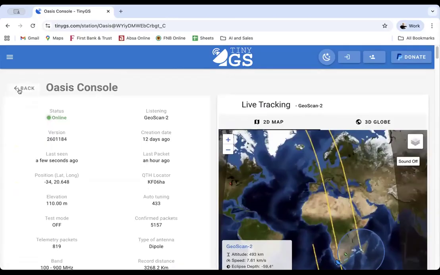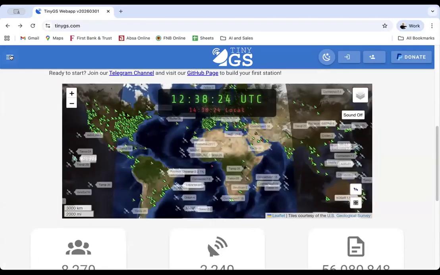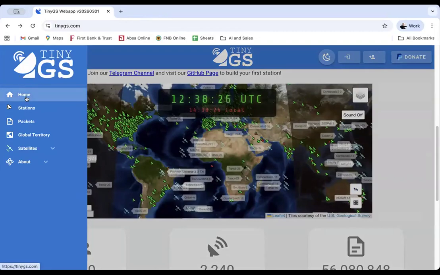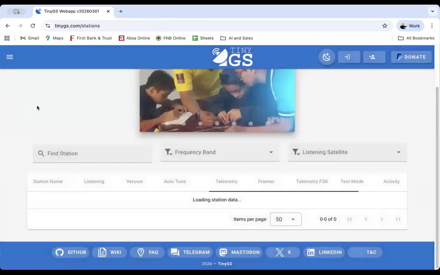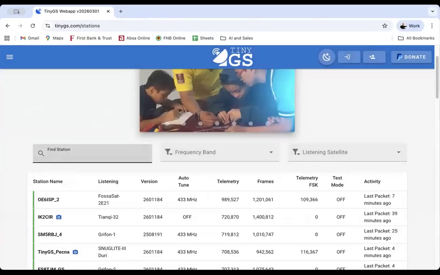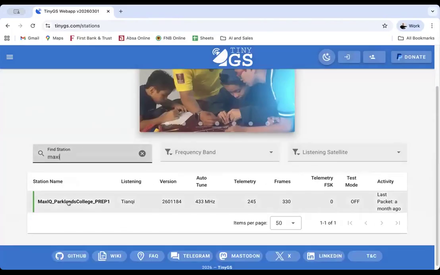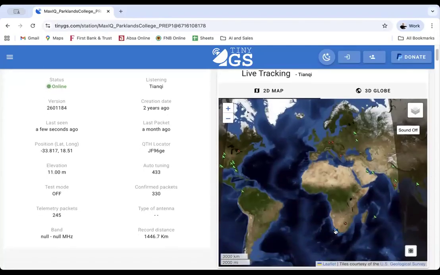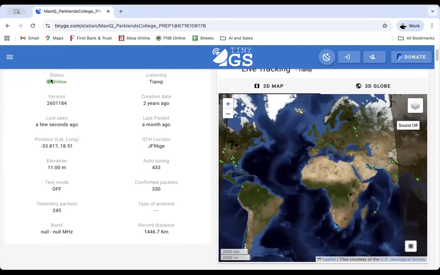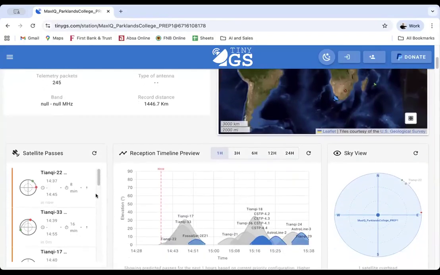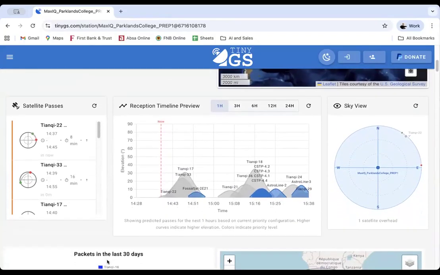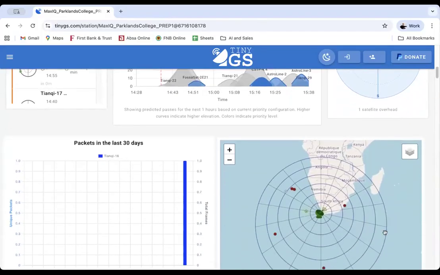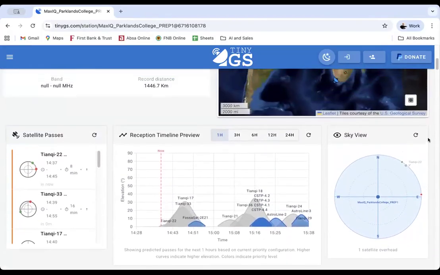Maybe what I should do is search for those. Let me search for Max IQ stations. It'll be Max IQ Bins. Okay, so this shows where your ground station is. Yeah, it's online. And this is the area that it covers, in terms of how many satellites it's picking up.